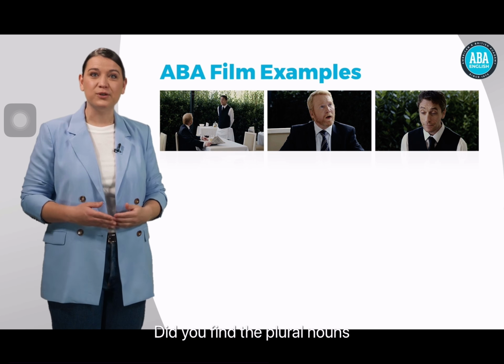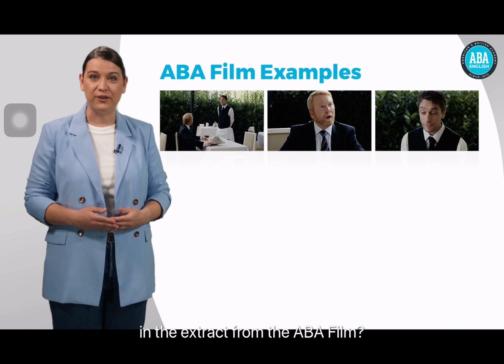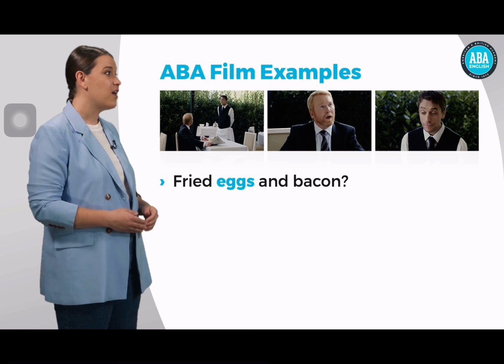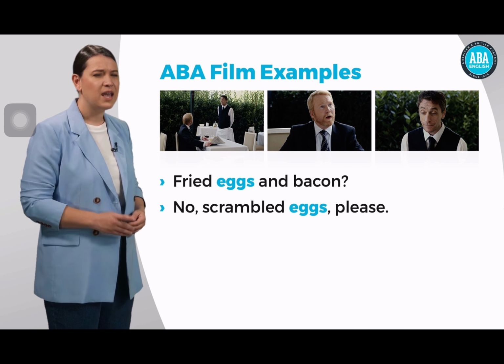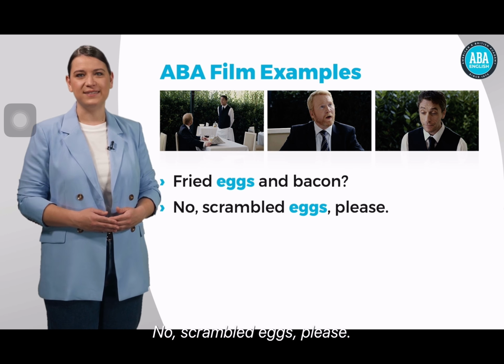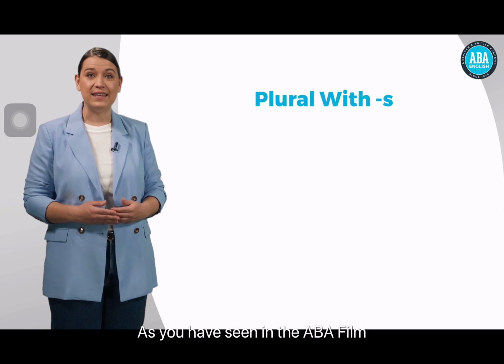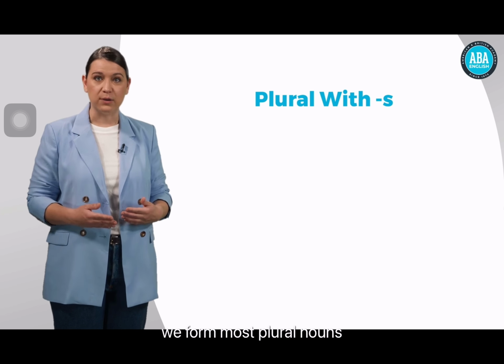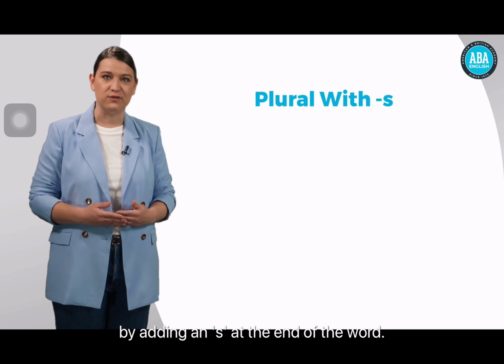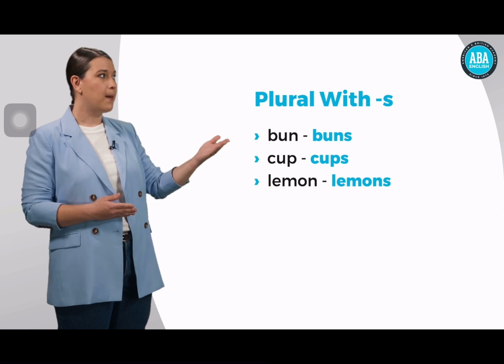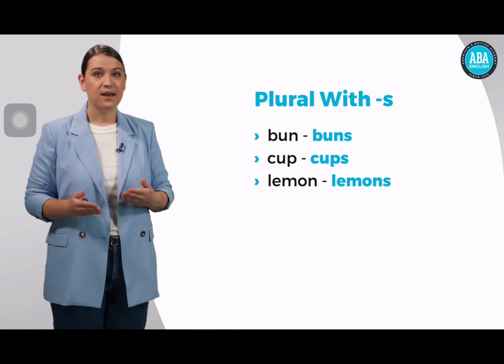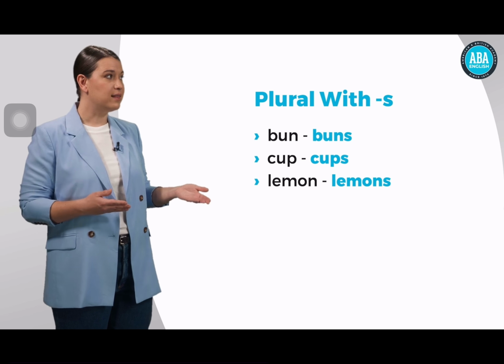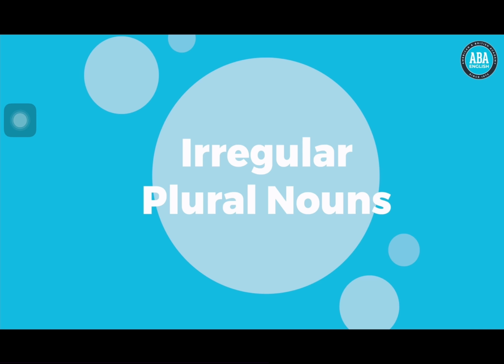Did you find the plural nouns in the extract from the ABBA film? Look. Fried eggs and bacon? No, scrambled eggs, please. As you have seen in the ABBA film, with the word egg, we form most plural nouns by adding an S at the end of the word. For example, bun, buns, cup, cups, lemon, lemons.